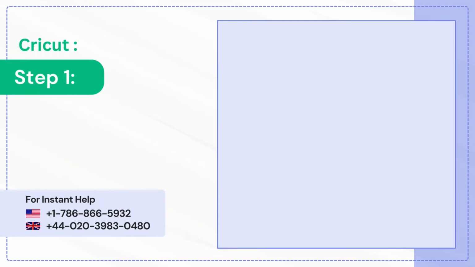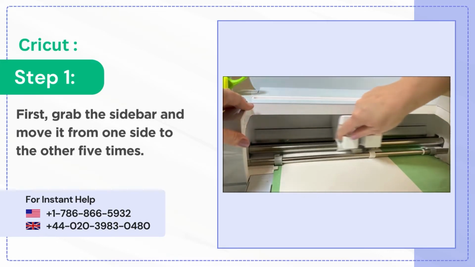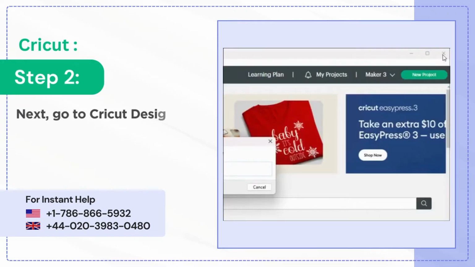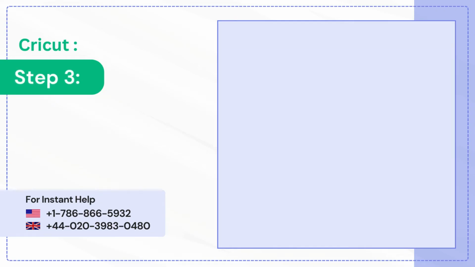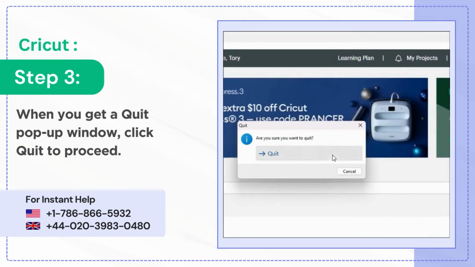Step 1. First, grab the sidebar and move it from one side to the other 5 times. Step 2. Next, go to Cricut Design Space and close the window. Step 3. When you get a quit pop-up window, click Quit to proceed.